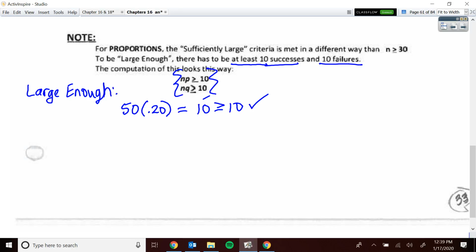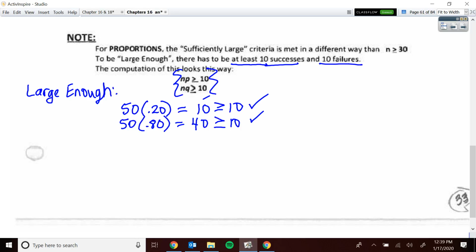Okay, but we're not finished yet. We have to do 50 times the proportion of failures. There's 20% that are blue, 80% are not blue, which is 40, which is certainly greater than or equal to 10. So we have randomly selected M&Ms. Our sample was less than 10% and did not change the probability, and we showed large enough.